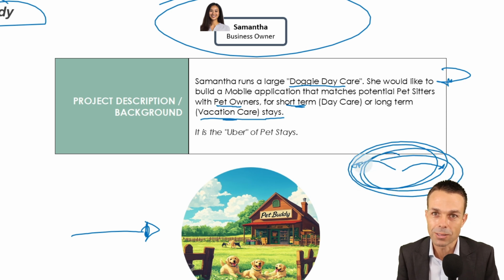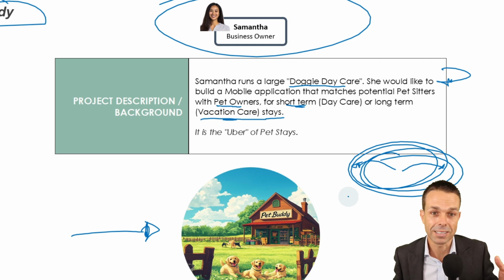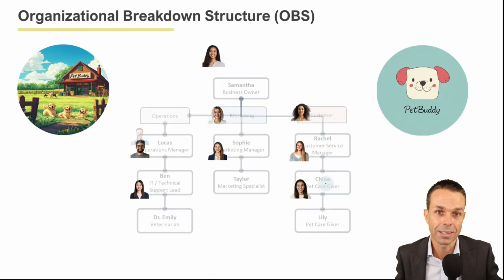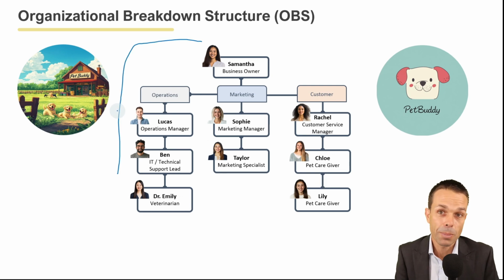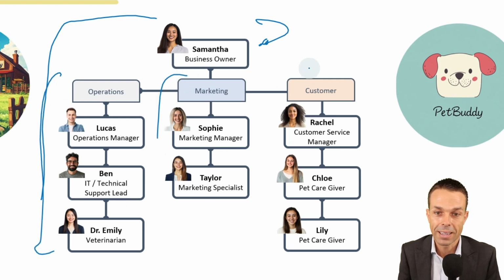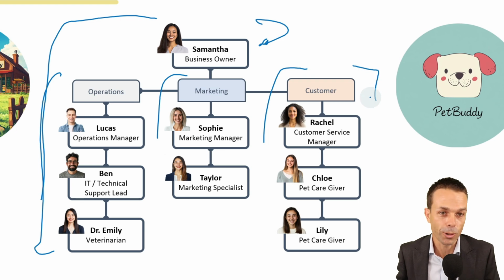So that is the reason why she's creating this project, and that's what we're going to use as our basis for all of these documents. So Pet Buddy, the project Pet Buddy, is what we're going to go through. And in the Pet Buddy business, just so we know, we've got Samantha, who's the business owner, and then we've got some people in operations that we'll meet along the way, some people in marketing, and some customer service and customer managers that we are also going to meet along the way.